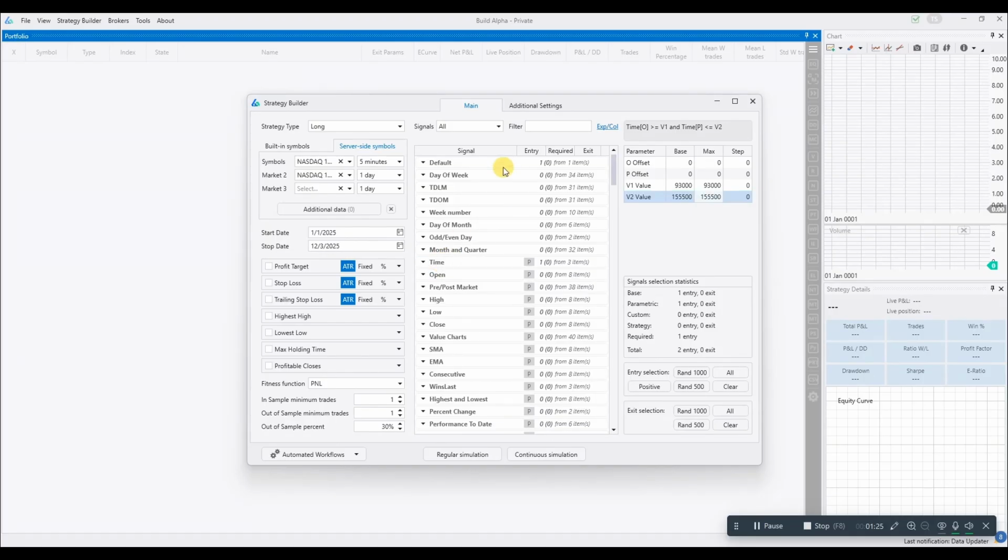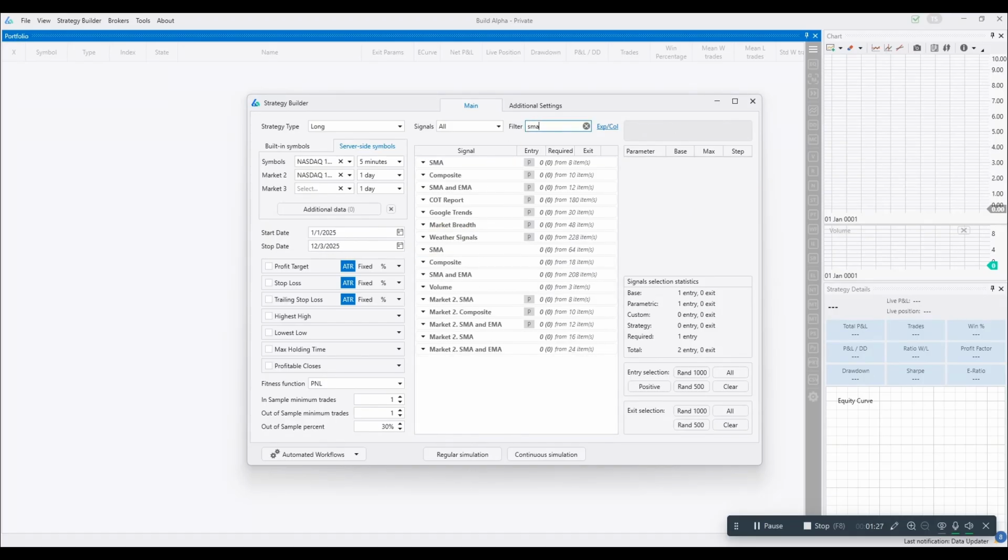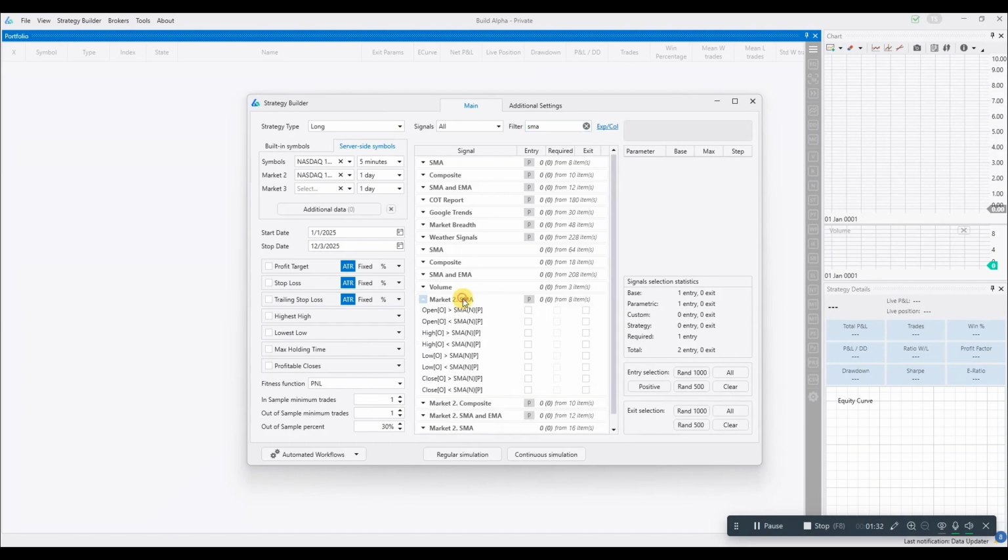And then the next thing I want to do is set a higher time frame moving average. I only want to take these breakouts, let's say, if the market is above its 20 period moving average or something like that.